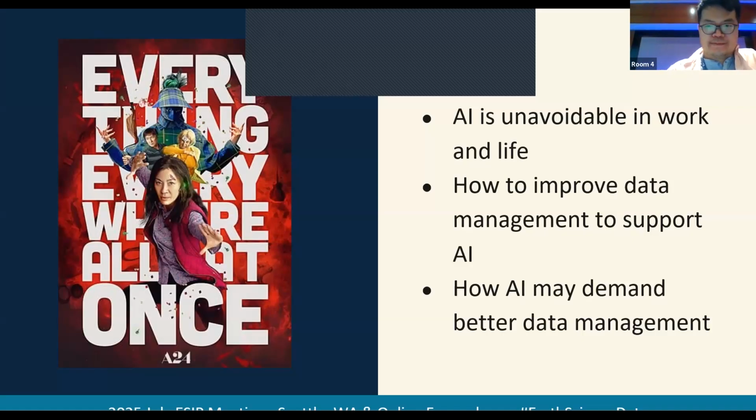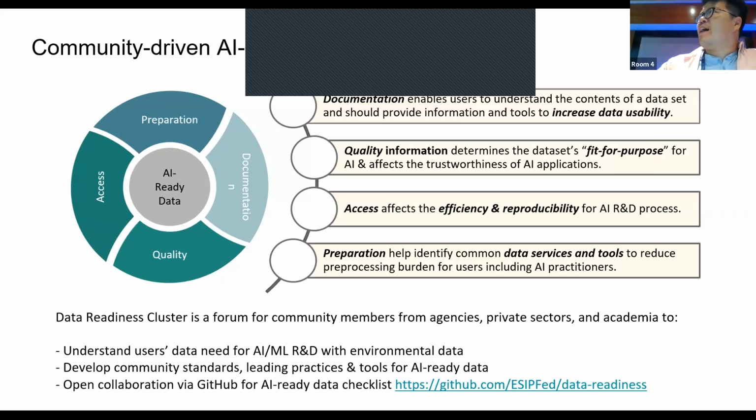So about a year and a half ago, the data readiness cluster within ESIP tried to create a guideline, which we call the AI-readiness checklist. It defines 4 different aspects of what we consider AI-ready data: data documentation, data quality, data access, and data preparation. Data documentation is trying to enable users to understand what this data set specifically is and to increase the usability of the data.